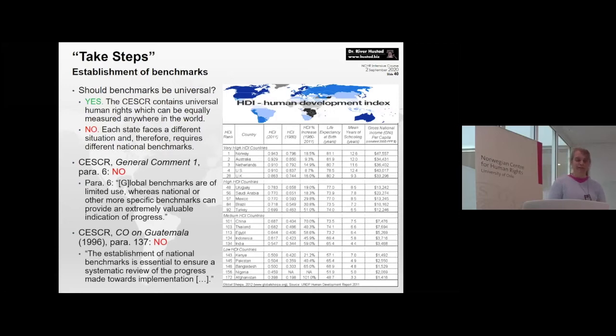The committee has said in its General Comment 1 that global benchmarks are of limited use, whereas national or more specific benchmarks can provide an extremely valuable indication of progress. So it's national benchmarks that are catered to the particular situation in that country. That is part of taking steps. Things like the Human Development Index, according to the committee, are not very useful.